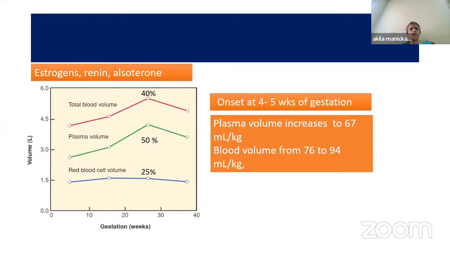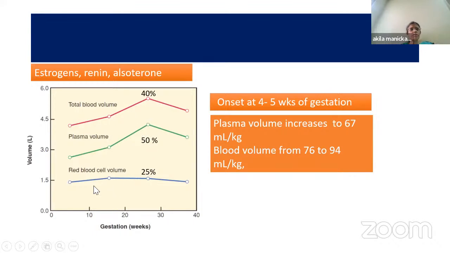So on an average, when you calculate it on the basis of blood volume per ml per kg, it increases from 76 ml per kg, which is the pre-pregnancy level, to 94 ml per kg. So we have got around 30 ml per kg as an extra reserve in any pregnant patient who has crossed around 28 to 30 weeks of pregnancy. Whereas when you look at the red blood cell volume, the rise in red blood cell volume does not correlate along with it, does not parallelly follow the increase in plasma volume or the increase in total blood volume.